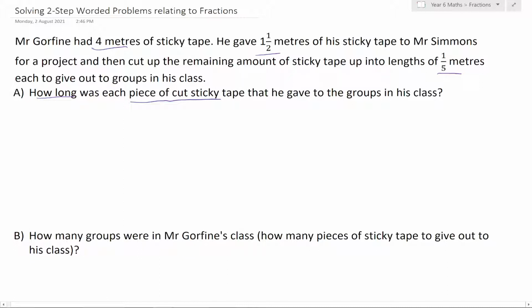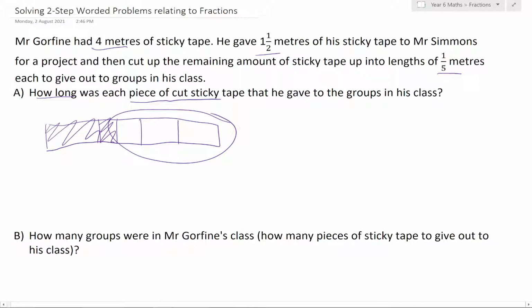If we just kind of draw it up to visualize it, you don't always have to do a bar model. So I'm just going to visually draw it. I've got my 4 meters. So it's 1, 2, 3, 4 meters. I'm going to give 1.5 of them away. Then with the remaining amount, I'm going to have to cut them up into 1/5 meters long, and then that will tell me how many pieces there are.